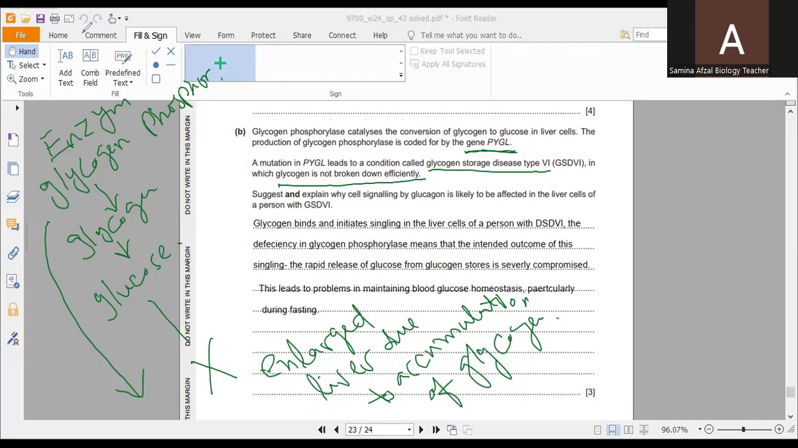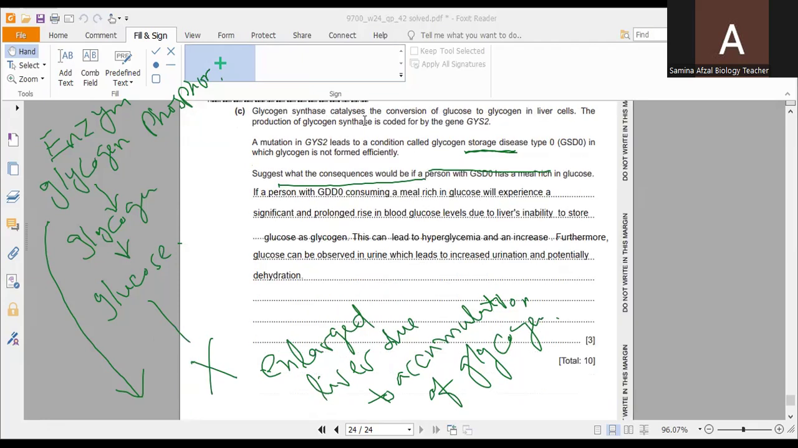So in that case, the body is not properly functioning if this mutation in PYGL leads to this glycogen storage disease. You can say one major problem can occur, that is the liver will be enlarged due to accumulation of this glycogen. Extra glycogen will be there and it is not properly breaking down.